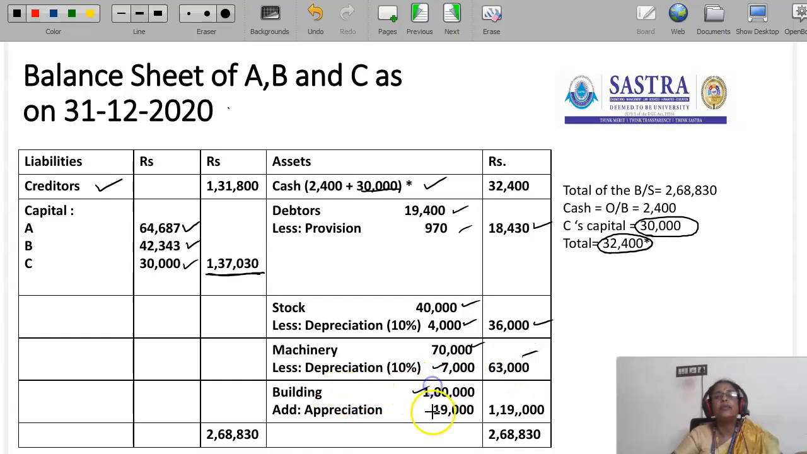Building is 1 lakh rupees in the balance sheet. We have to add the 19,000 because it is appreciated by 19,000, that is given. So the value of building is 1,19,000. So the total of the balance sheet after C's admission is 2,68,830. In this way we have to prepare the balance sheet at the time of admission of a new partner.